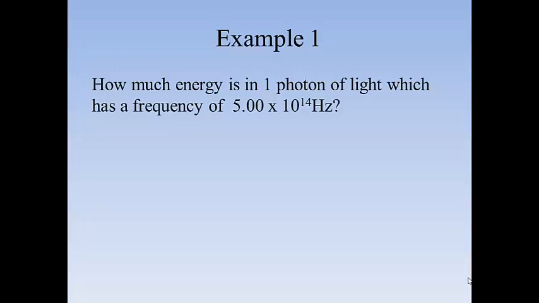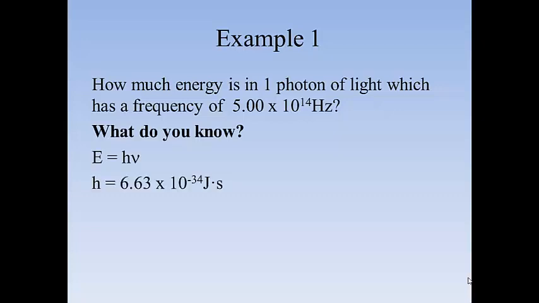So how are we going to use this? Example 1. How much energy is in one photon of light, which has a frequency of 5.00 times 10 to the 14th hertz? What do you know? You know that E equals h nu. You know that H equals 6.63 times 10 to the minus 34th joules times seconds.